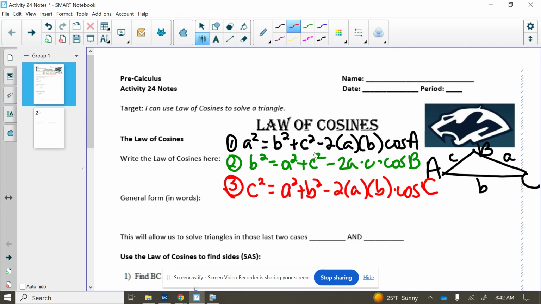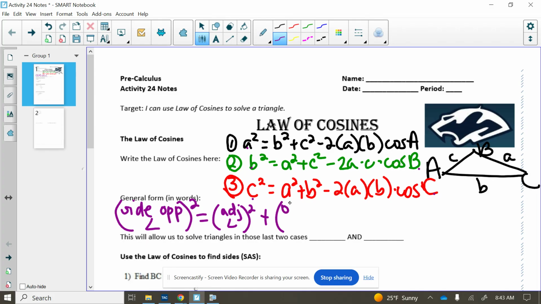So you don't need to necessarily know all three of these. Basically, it's one standard form each time. It's the side that we are looking for, opposite of the angle, squared. Because notice C and C match, B and B, A and A. And then that's going to equal the adjacent side to the angle squared plus the other adjacent side to the angle squared.